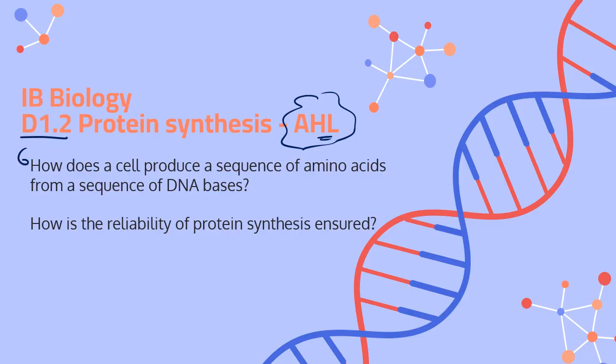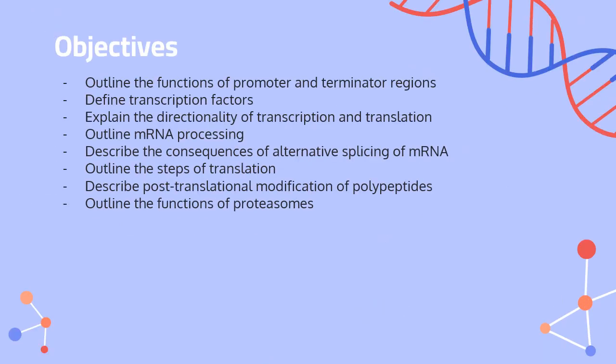Our guiding questions are still, how does a cell produce a sequence of amino acids from a sequence of DNA bases, and how is the reliability of protein synthesis ensured? Our objectives: we're going to outline the functions of promoter and terminator regions. We're going to talk about transcription factors. We're going to talk about the directionality of transcription and translation. We're going to outline the processing of messenger RNA, including the consequences of alternative splicing of that messenger RNA.